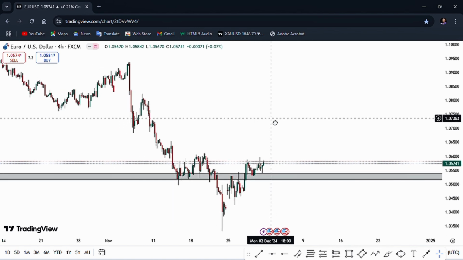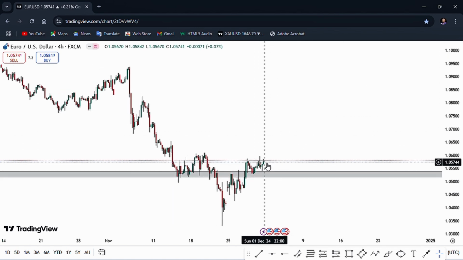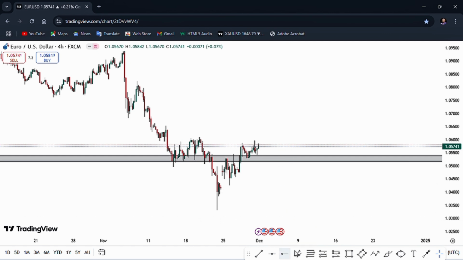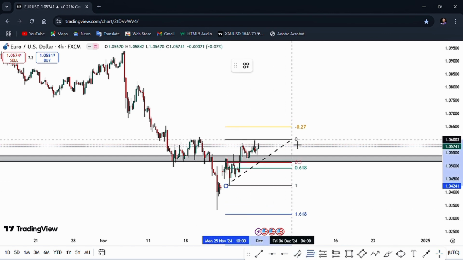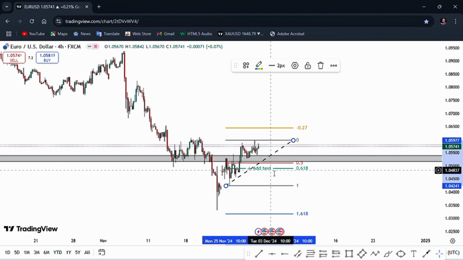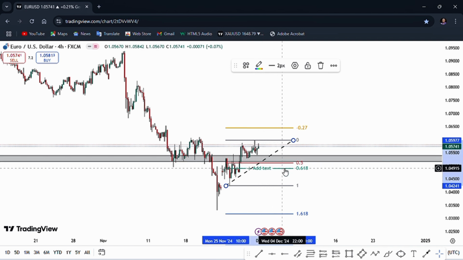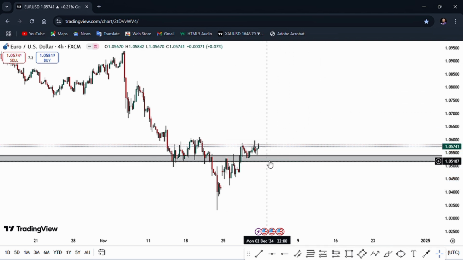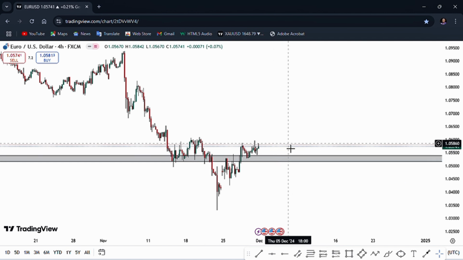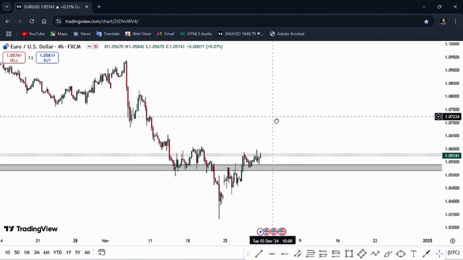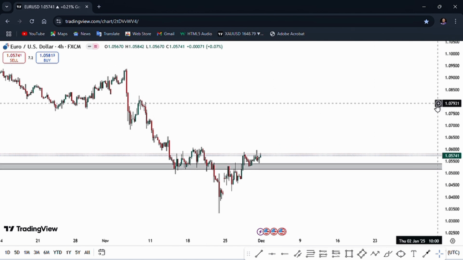So ideally, I'll be expecting price to come back into this zone, at least to this 50 or 61% retracement zone. Then when I start seeing some weak rejections above this zone, or a bullish close above this particular zone, I will enter this trade for a buy.